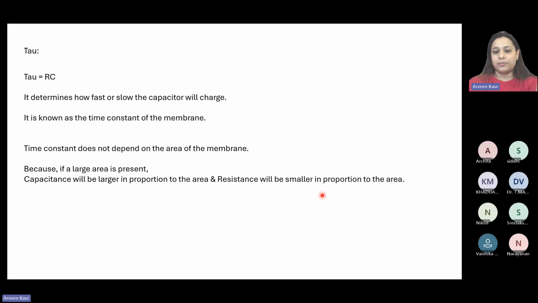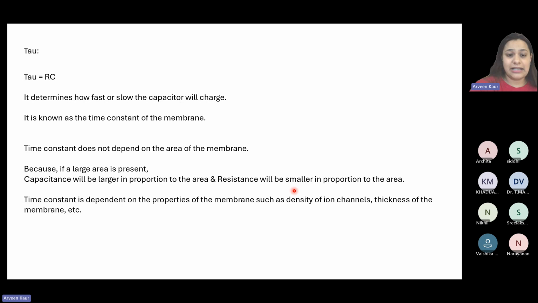So it will be larger in proportion to larger area. Similarly, resistance will be smaller in proportion to area. So if there is a smaller area, there will be more resistance. If there is more area, there will be less resistance, right? So that is why the time constant will not depend on the membrane area.